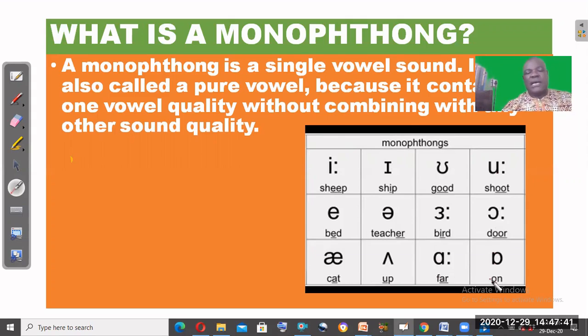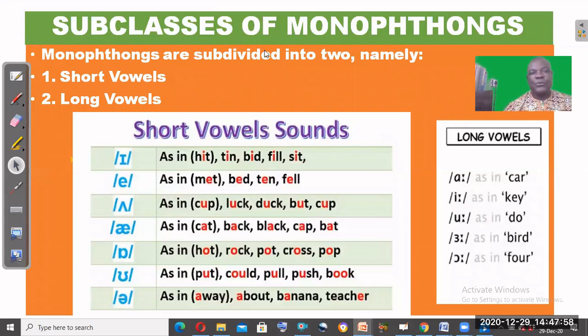So we shall be looking at the subclasses of the monophthongs, and then you will discover that monophthongs are subdivided into two, namely the short vowels and the long vowels. We have the short and the long vowel sounds. Now, the short vowel sounds are 7 and the long vowel sounds are 5. Let's go through the short vowel sounds.